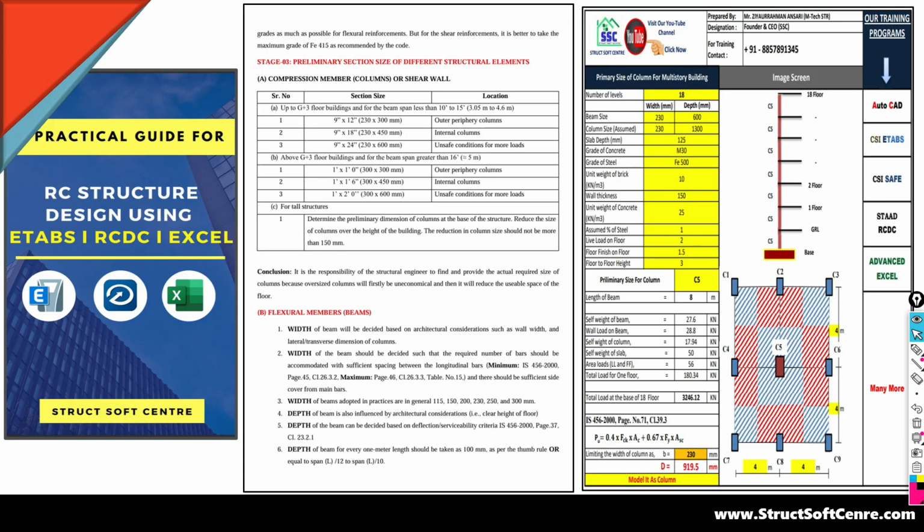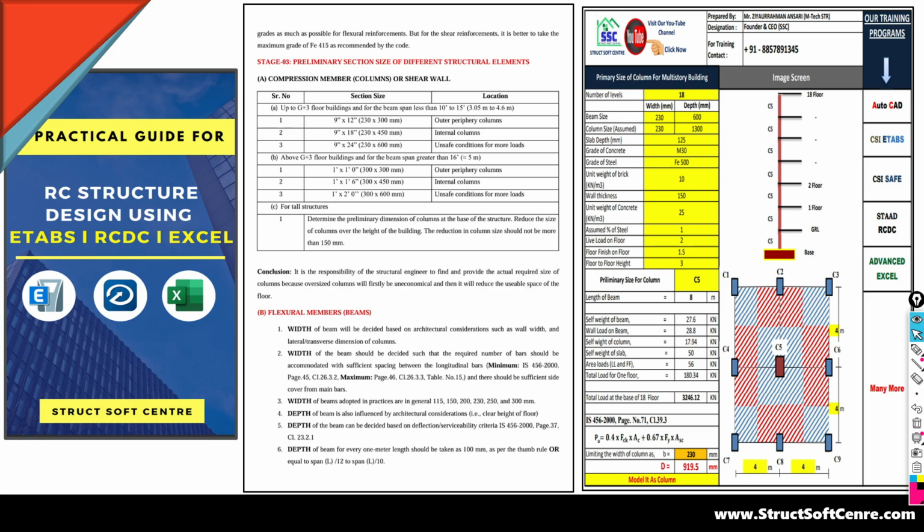After understanding the architectural drawing, guys, the next important thing is to decide the preliminary sizes of the elements. What should be the preliminary size of the beam, the column, the shear wall? Without deciding the preliminary sizes of the elements, you cannot proceed for the modeling, you cannot proceed for the structural framing plan. And we have made our book, Practical Guide for Designing of Reinforced Concrete Structure by using ETABS, RCDC and Excel.